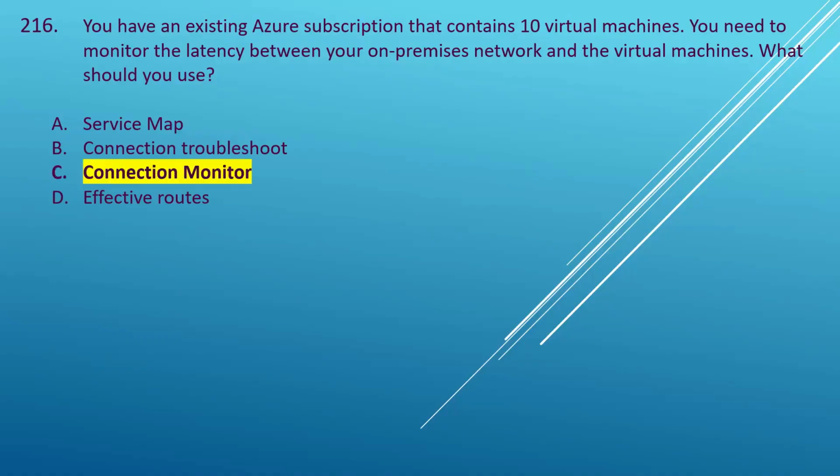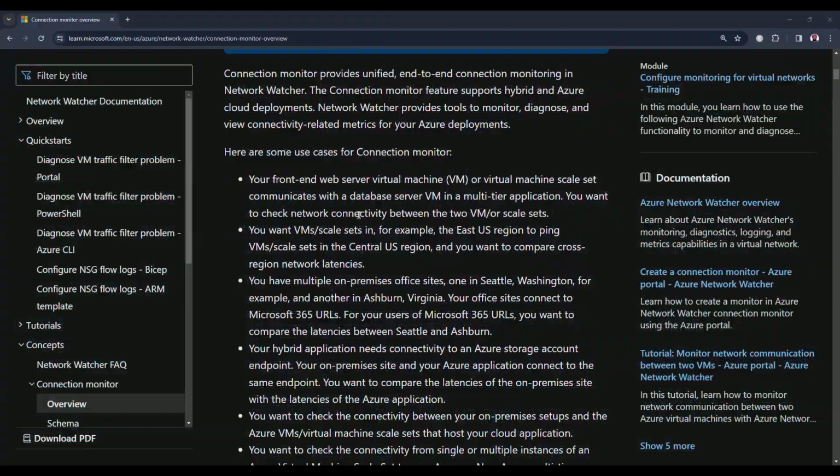And friends, the correct answer here is option C, connection monitor. So friends, let's read through some of the common use cases of connection monitor, as you should be prepared if you get some variations of this question in the exam. Your front-end web server virtual machine or virtual machine scale set communicates with a database server VM in a multi-tier application. You want to check network connectivity between the two VMs or scale set.